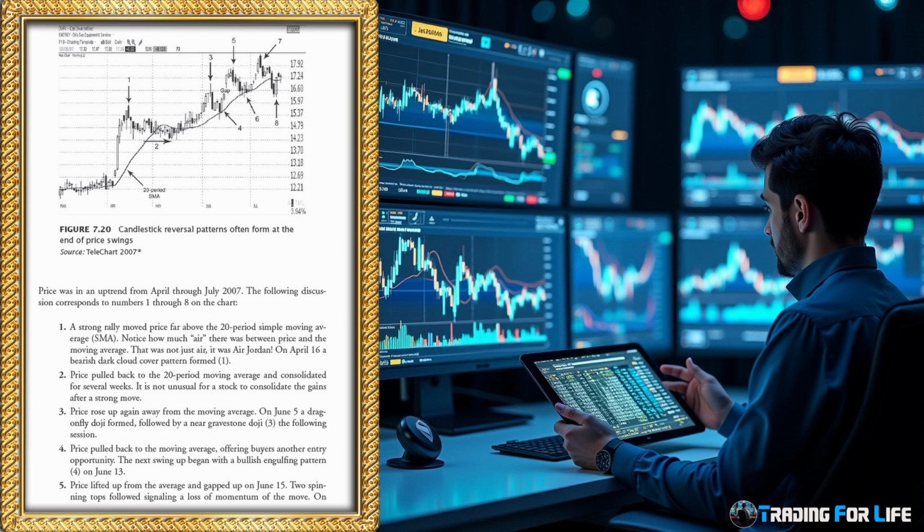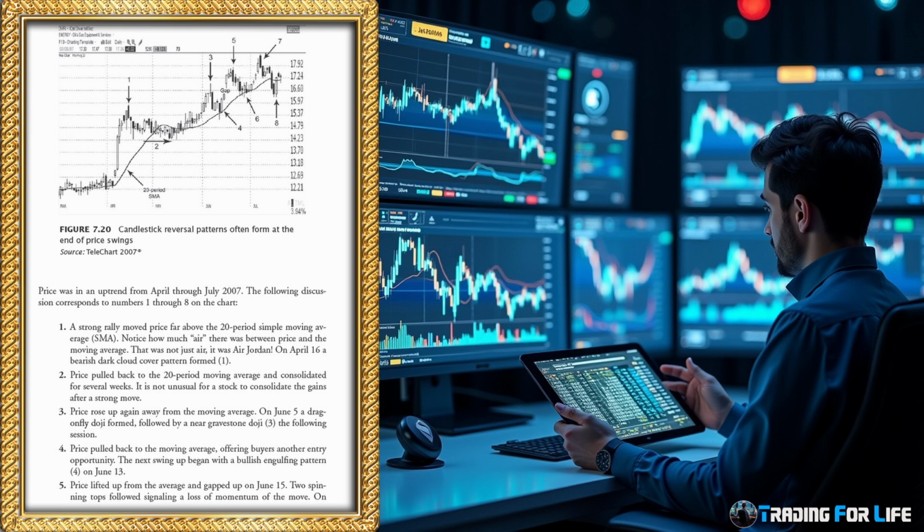On June 5th, a dragonfly doji formed, followed by a near gravestone doji the following session. Price pulled back to the moving average, offering buyers another entry opportunity. The next swing up began with a bullish engulfing pattern on June 13th.